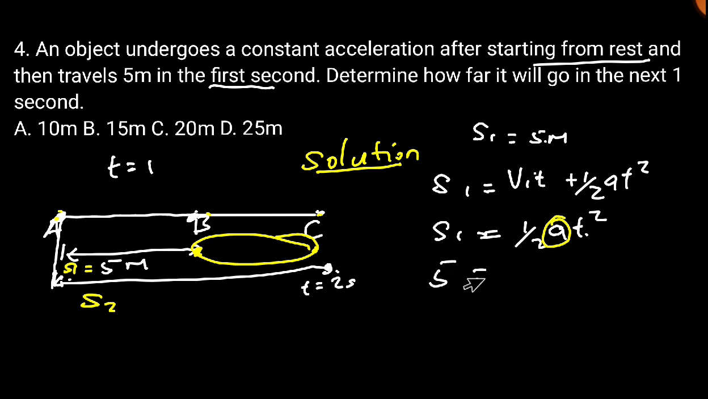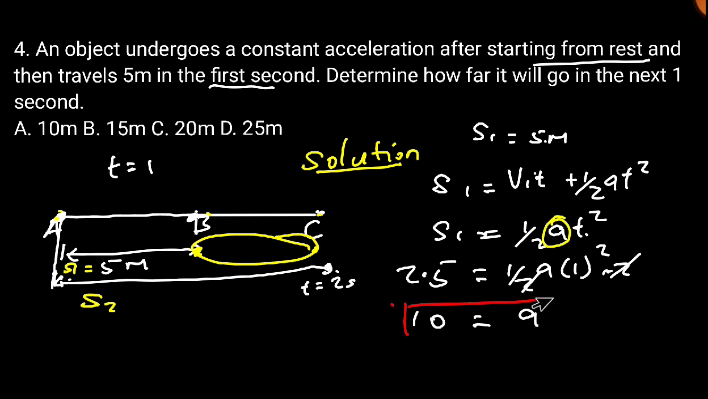So this is 5 equals half a t squared, where t is 1. If we multiply both sides by 2, the 2 and the half will cancel. 2 times 5 is equal to 10, which equals a times 1 squared, which is a. So acceleration is equal to 10.